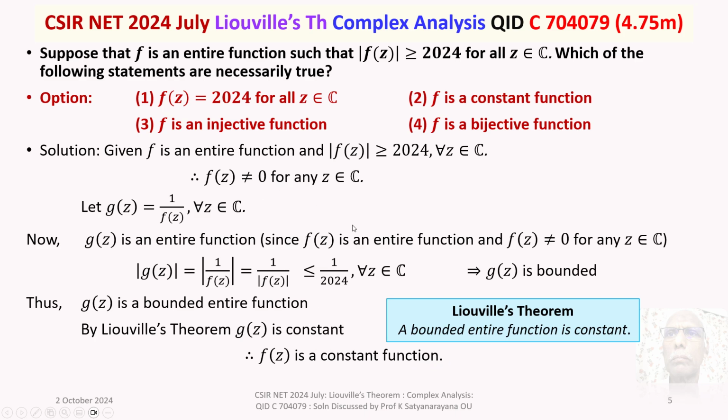So this is, when f is an entire function, mod f(z) greater than or equal to 2024 for all z belongs to C, then f(z) is a constant function. That means it is necessarily a constant function. So therefore, option 2 is true. Always. Necessarily means always. And this conclusion, f(z) is a constant function, can be obtained by using the Little Picard's theorem also. We continue the discussion in the next slide.